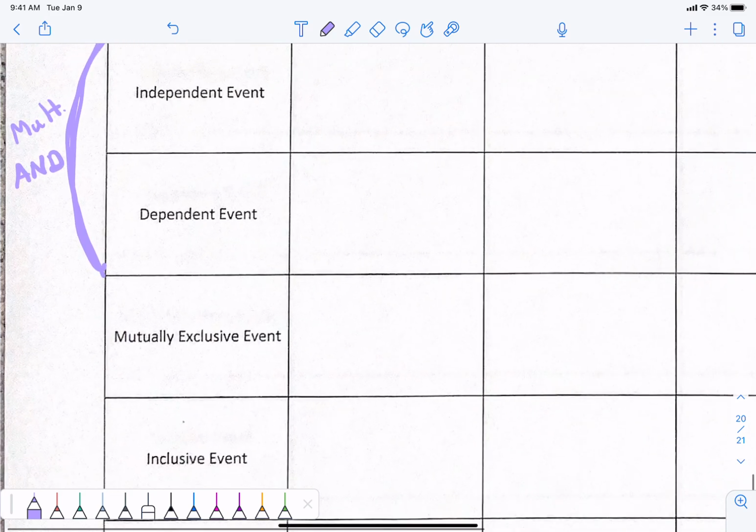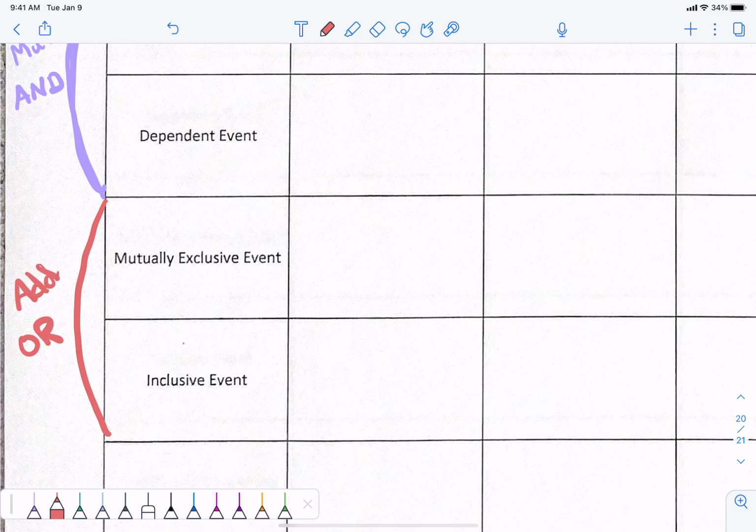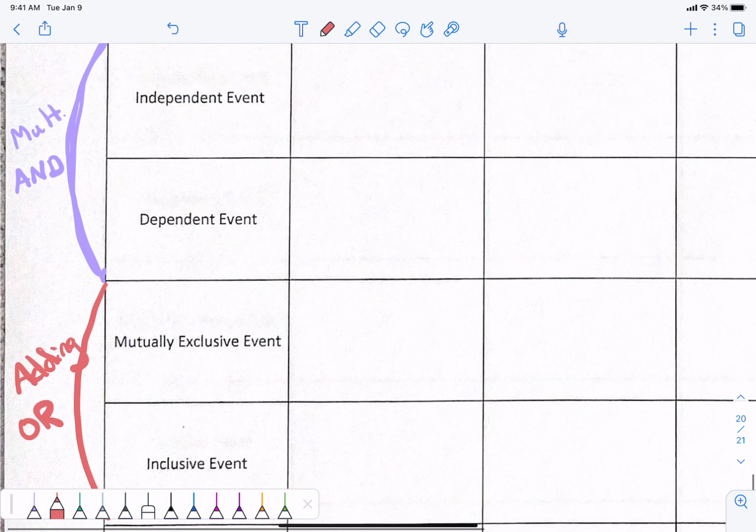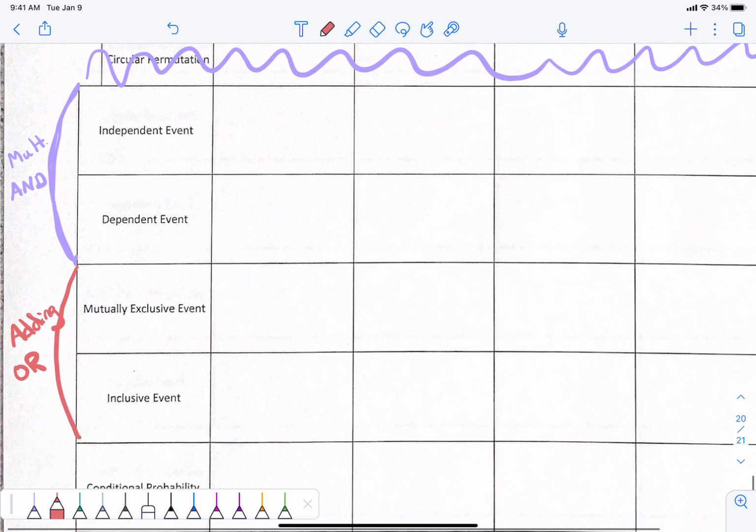I'm going to go down here to mutually exclusive versus inclusive. These are the or statements. This is when you are adding. Okay? Multiplying, adding. Some important information. I'm going to put little stars up here. Star. You are multiplying if you are choosing more than 1.